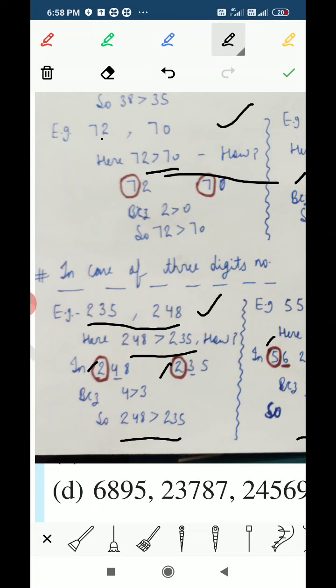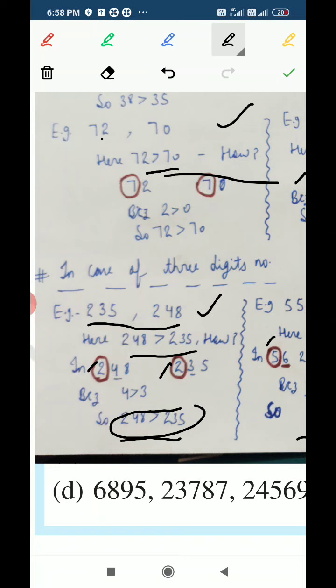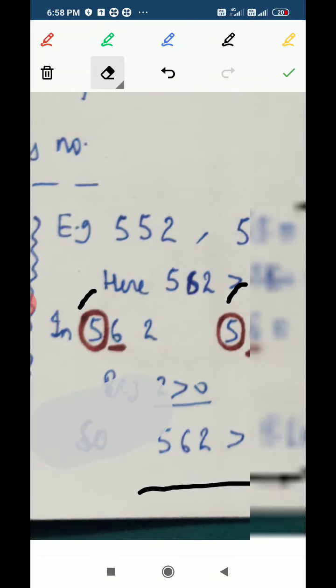We see that the next digit is 4 in the first number and 3 in the second one. So we know that 4 is greater than 3. So what will be the conclusion? That 248 will be greater than 235. So that's how we find out the bigger and the smaller in the case of 3-digit numbers. Let's take another example.